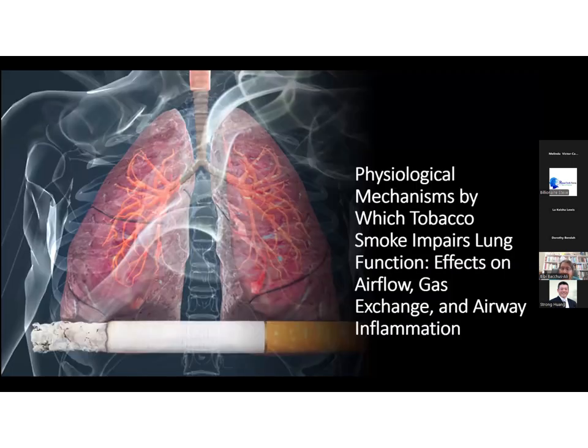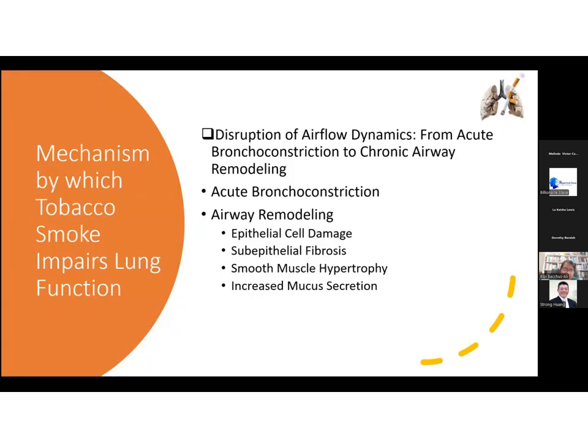Now, to look more in depth at all of those mechanisms, specifically focusing on airflow, gas exchange, and airway inflammation. So you have the disruption of airflow dynamics, and this is from acute bronchoconstriction with just exposure to the tobacco smoke to chronic exposure, which leads to airway remodeling.